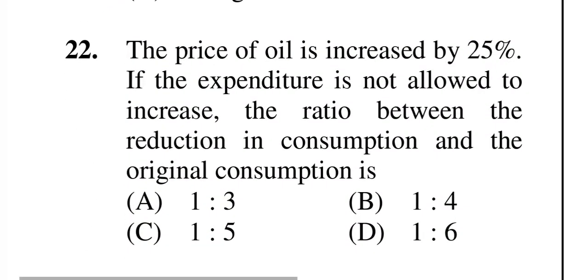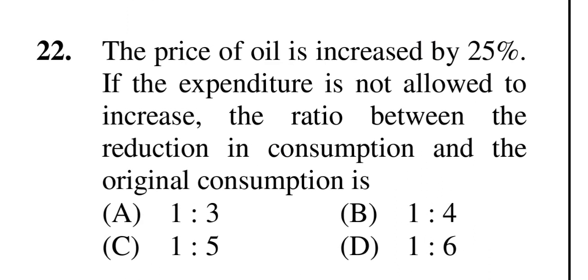Number 22, it says the price of oil is increased by 25%. If the expenditure is not allowed to increase, the ratio between the reduction in consumption and the original consumption is what?